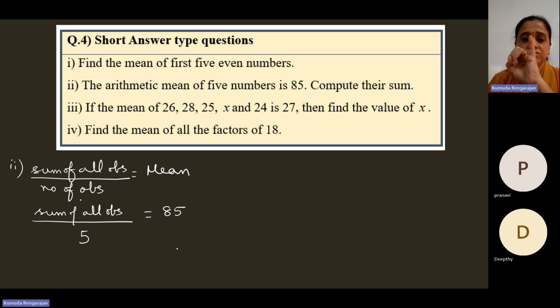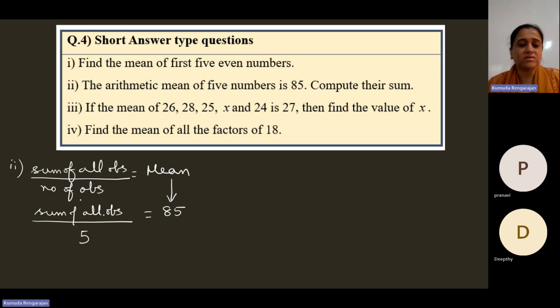See, there are 3 things here: sum of all the observations, number of observations, mean. Now, there are 2 values given to us in the question. The arithmetic mean of 5 numbers. So, number of observations is 5 because 5 numbers. The mean of 5 observations is 85. So write 85 under mean, and for number of observations, write 5.